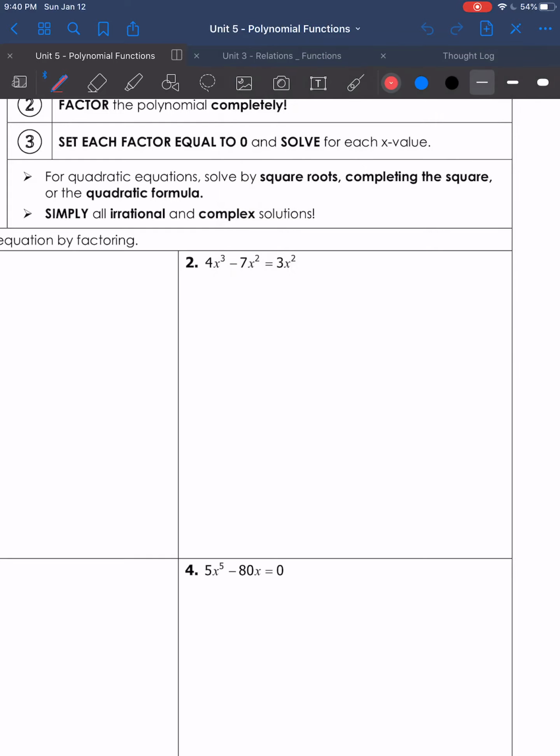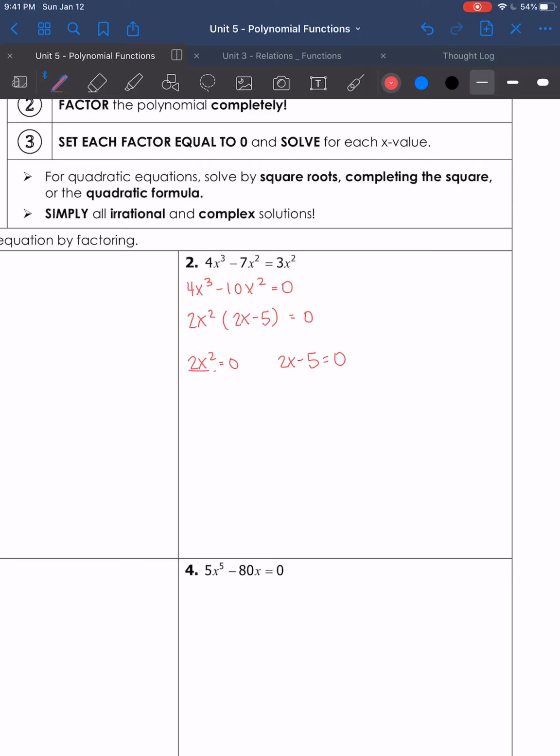So we have 4x cubed minus 7x squared equals 3x squared. So I'm going to move the 3x squared over. And when I do, I get 4x cubed minus 10x squared equals 0. So you see here that there is a greatest common factor of 2x squared. And when I take out a 2x squared, I get 2x minus 5. So I'm going to take 2x squared and set it equal to 0, and 2x minus 5 and set it equal to 0.